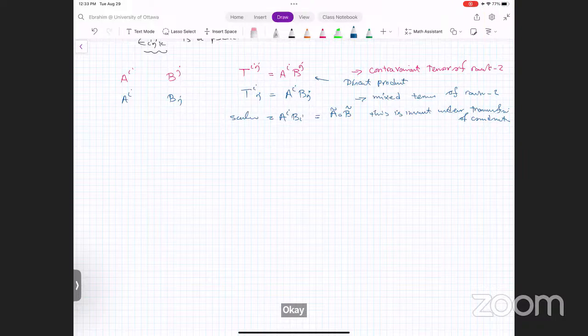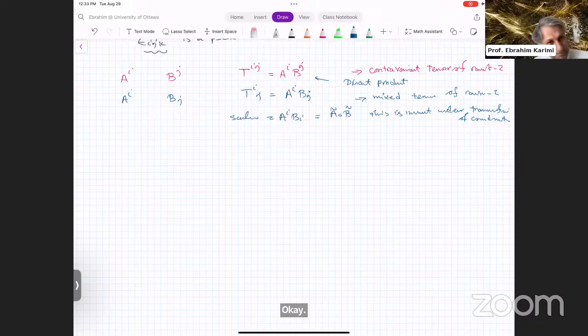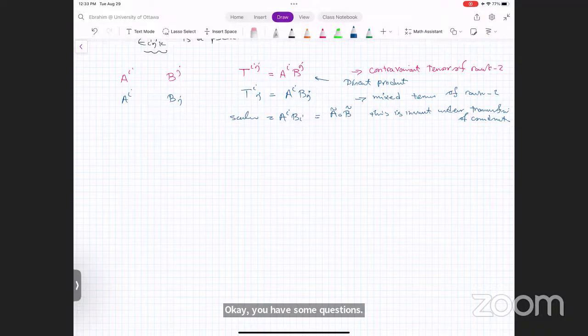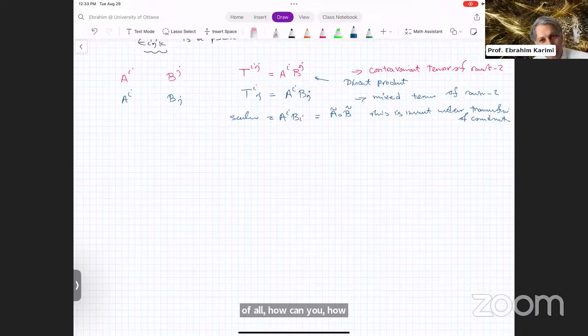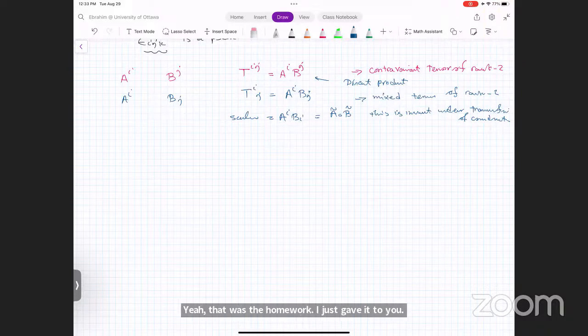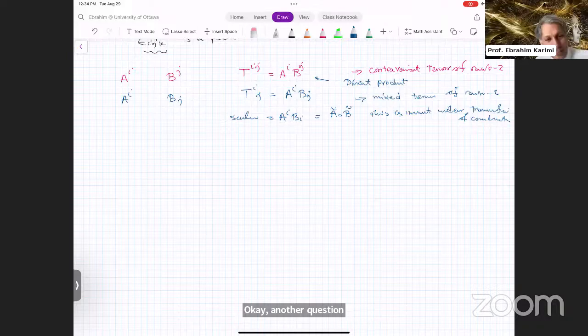Okay. We have some questions. Yes, please go ahead. First of all, how can one check that Levi-Civita is a pseudo tensor? Yeah, that was the homework. I just gave it to you. Okay. Another question. This is proven in your book. That's the reason that I gave it as homework, so that you can look into that.